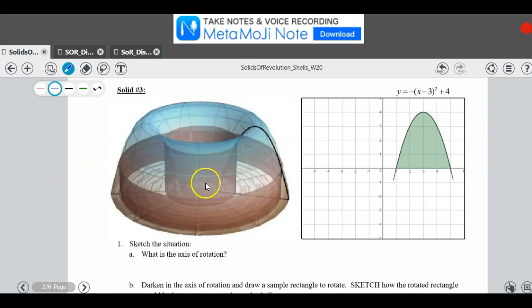All right, let's go ahead and go on to an example, look at calculating one of these out. So we've seen a similar shape to this before, but this will just show you how this goes in rather than a washer setting, in a shell setting. So I have this function, y is negative (x minus 3) squared plus 4.